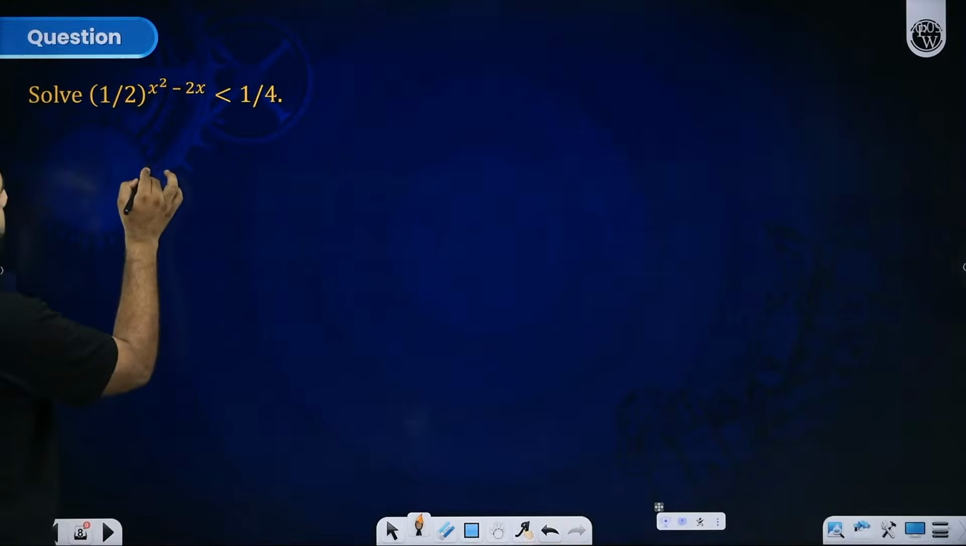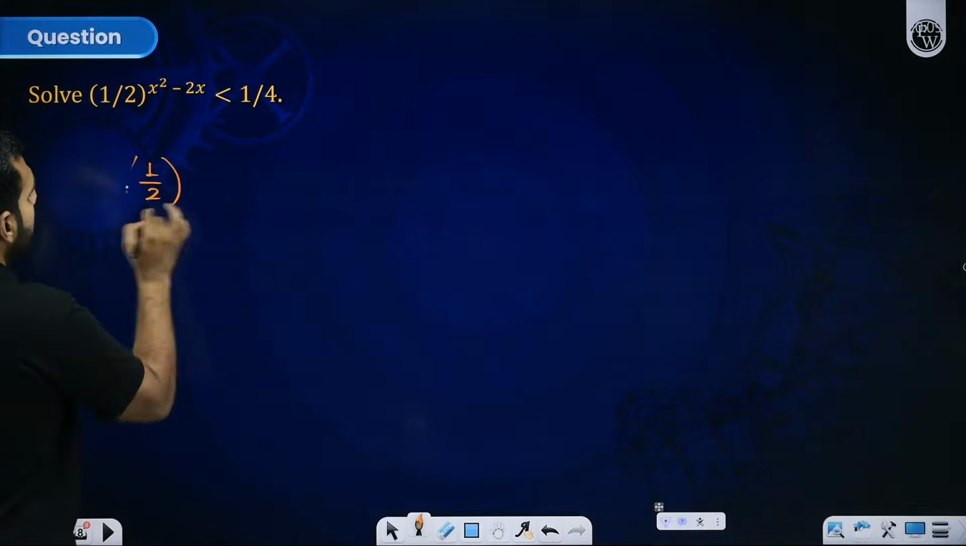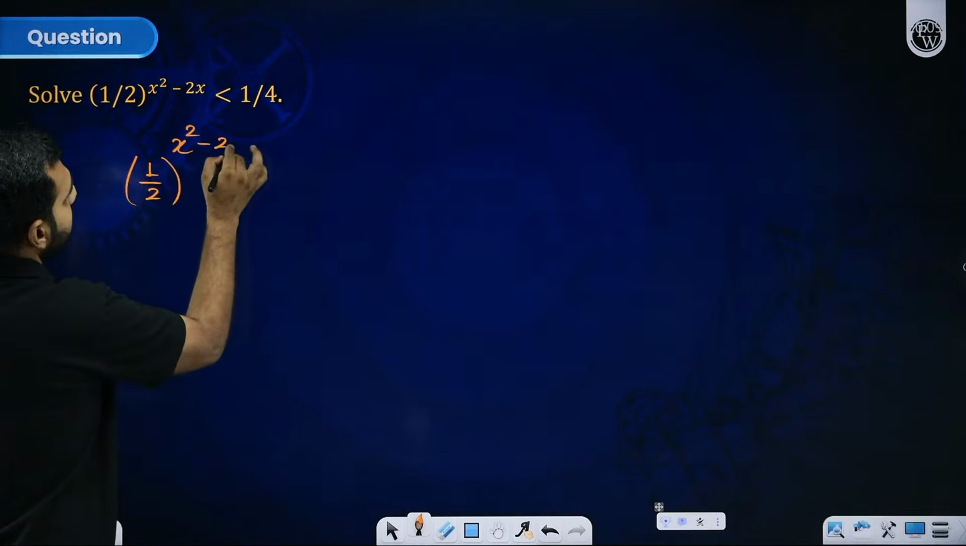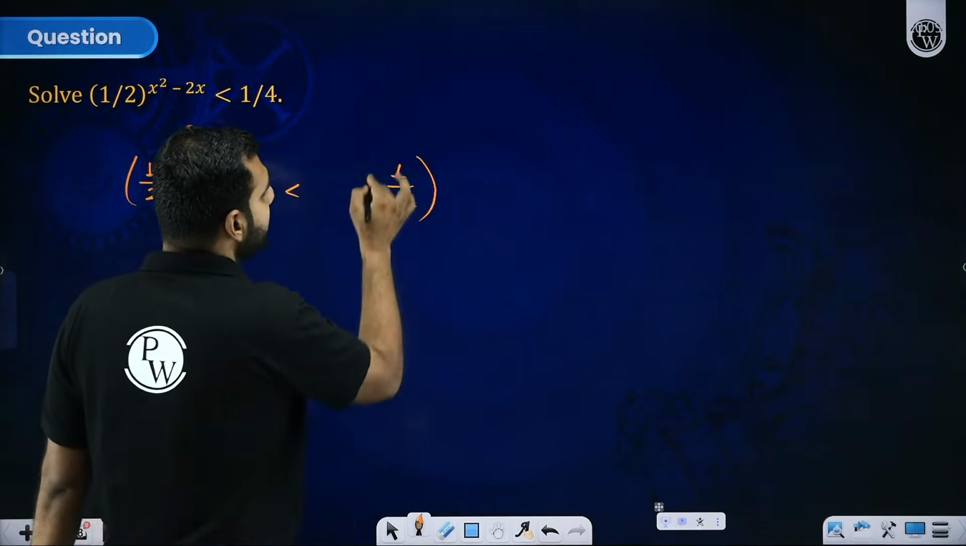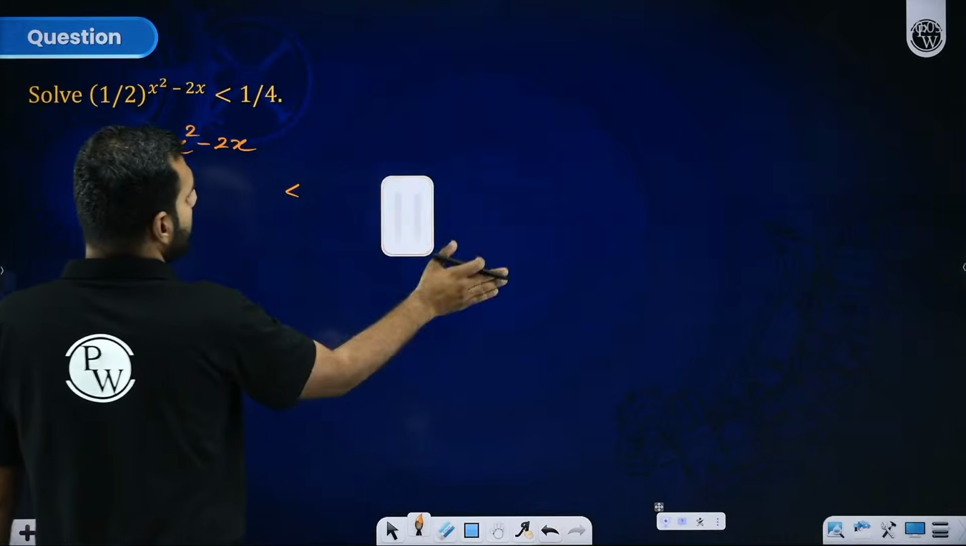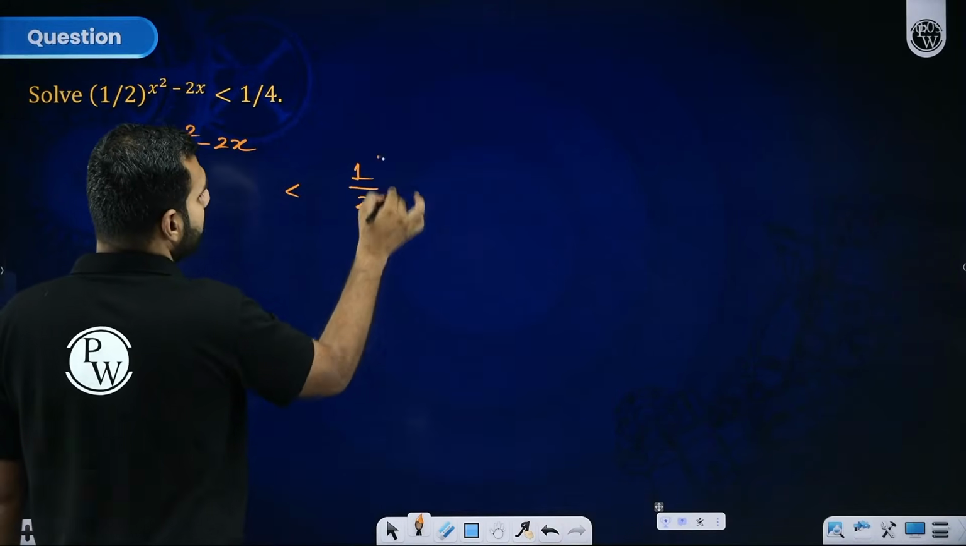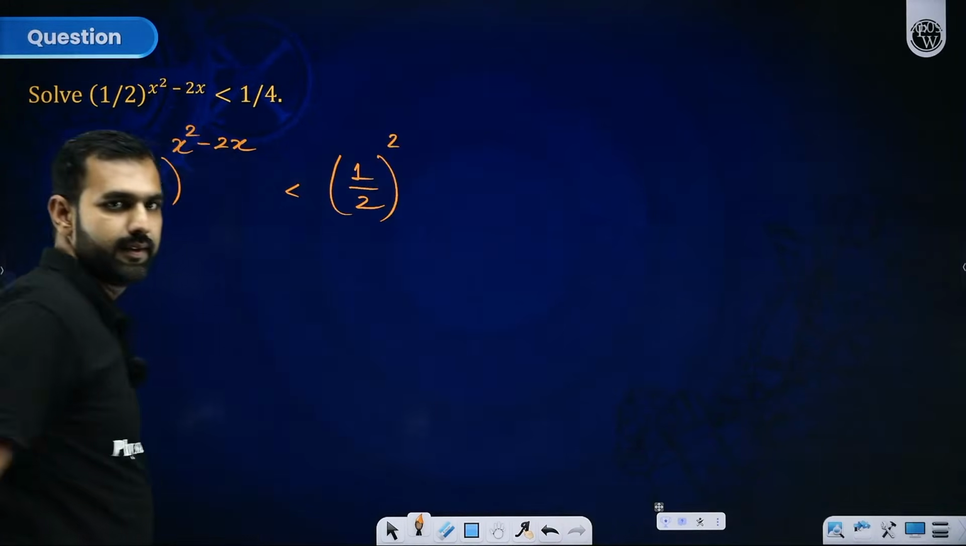This is 1 by 2. I'll keep it as 1 by 2 raised to the power x square minus 2x. This 1 by 4, can I write as 1 by 2 square? I hope you're okay with that.